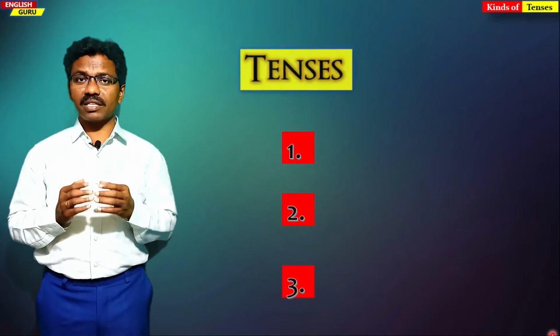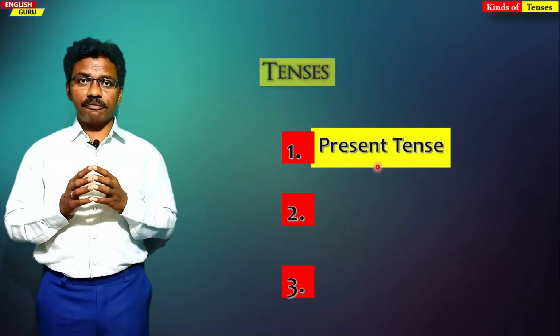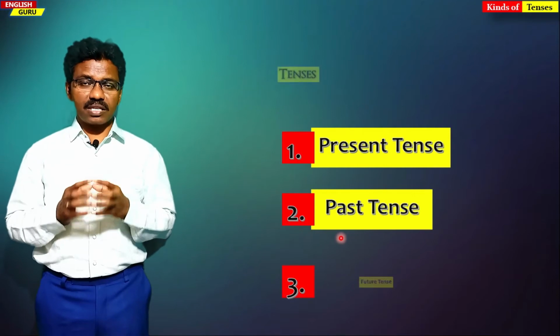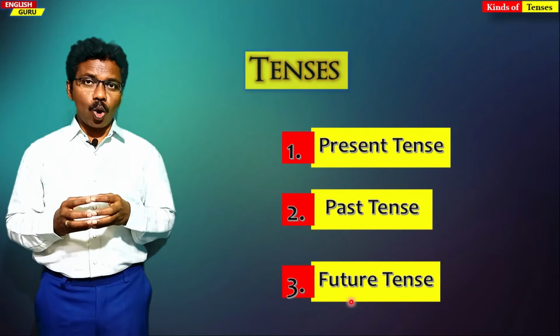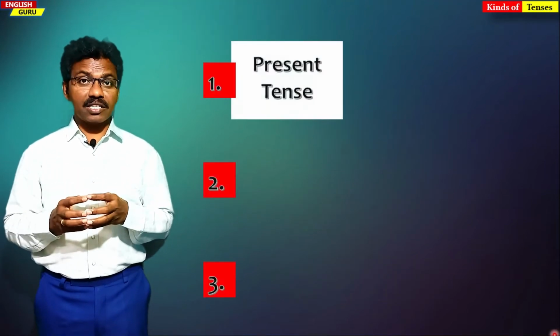So when it comes to English language, there are three tenses. Basically, we can divide the tenses into three categories. The first one is present tense, the second one is past tense, the third one is future tense. And all these three tenses have four aspects, and let us know them also.